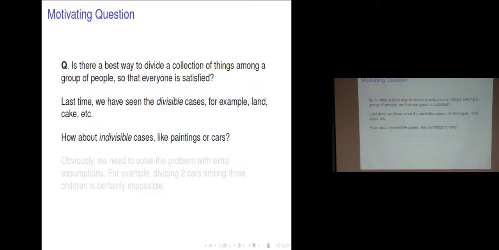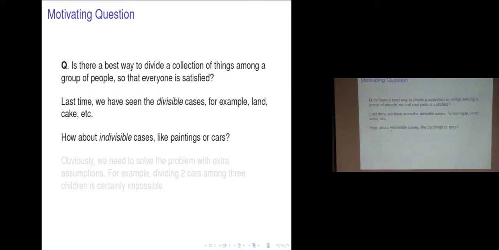You can also use land, or cake, etc., to do that. Now, how about those cases which are not divisible? Something you cannot cut into pieces. We call them indivisible cases. The typical examples are paintings, cars, or a house. For example, cutting a painting is a crime. If you cut a masterpiece into smaller pieces, okay.